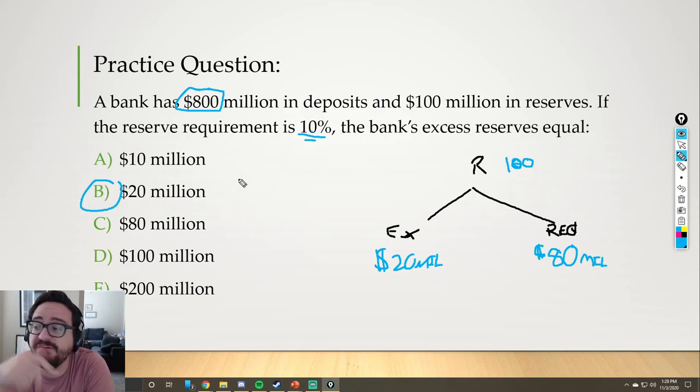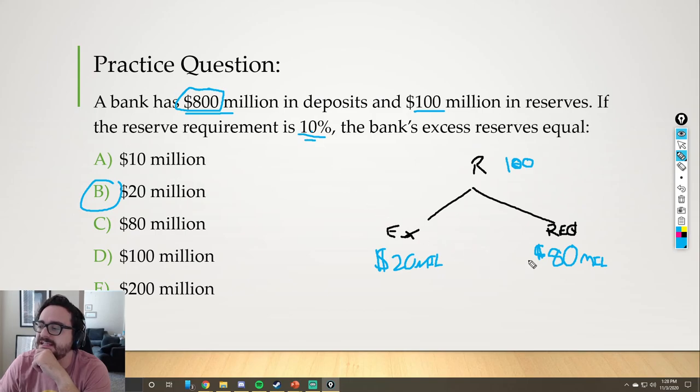20 million. Again, the way I figured that out was, I know there's 100 million in total reserves. They have 100 million combined between excess and required. I've got to figure out the required because they gave me the reserve requirement. Reserve requirement's 10%. Now it's not 10% of 100 million. It's 10% of 800 million they have to hold on to.